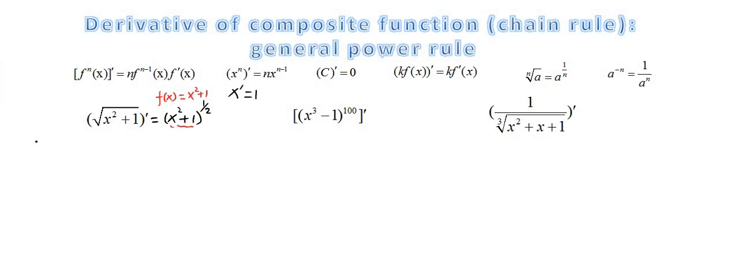Now we have n is 1/2, and f(x), x squared plus 1, to the power n minus 1, 1/2 minus 1, times the derivative of f(x). So we have the derivative of x squared plus 1. Now we can simplify it.